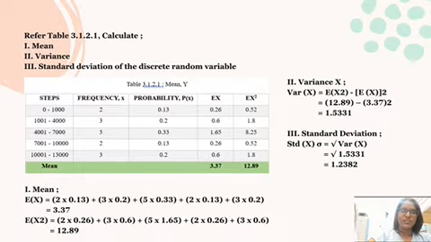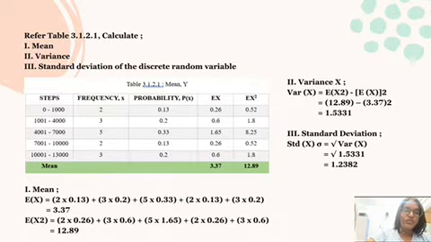This slide also shows the same steps as the previous slide, but that slide showed x, and this slide shows y. The formula to find the mean is frequency times probability, and then we can get the 3.37 value. And then the next step is we need to multiply frequency and EX value, so we can get the 12.89 value. And then the next step is to find the variance.